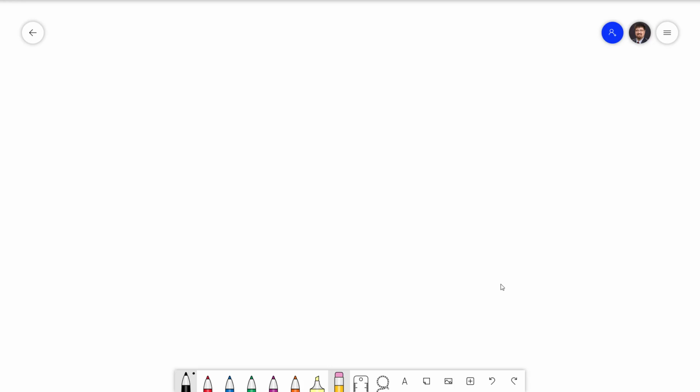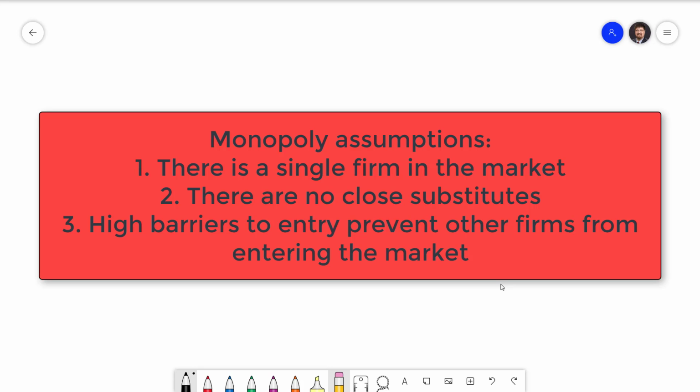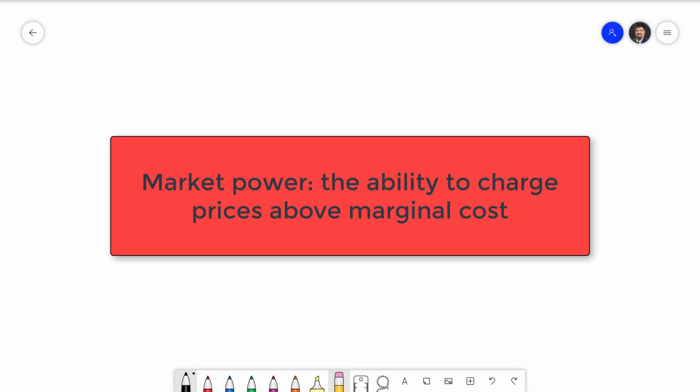Monopolies are characterized by three basic assumptions. Number one, there is a single firm in the market. Number two, the firm's product has no close substitutes. And three, high barriers to entry prevent other firms from entering the market, even in the long run. The assumptions present in a monopoly lead to the firm having market power. Market power is the ability to price above marginal cost. This contrasts with perfect competition, where firms price exactly at marginal cost when maximizing profit.